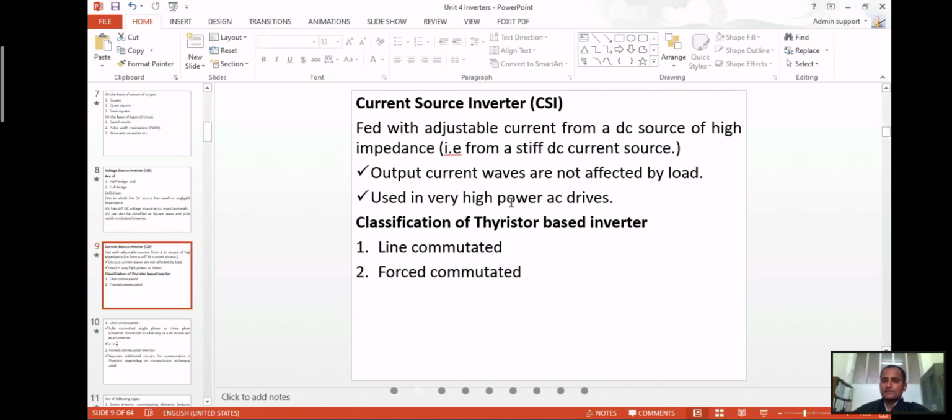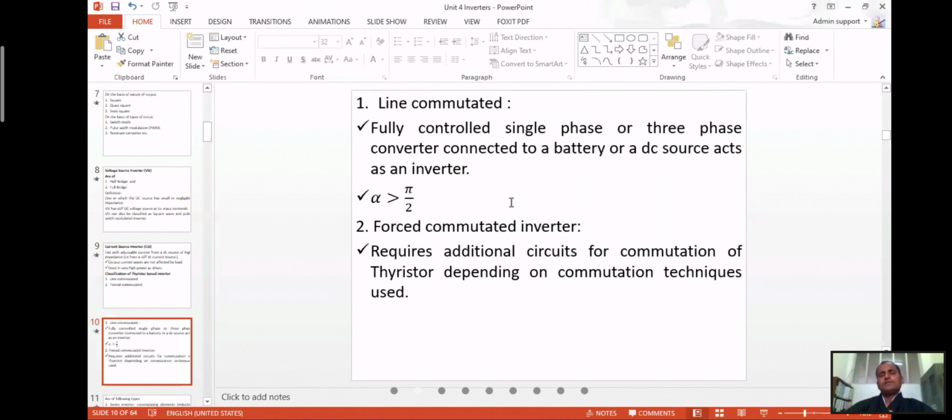And classification based on thyristor based inverters. If it is a thyristor based inverter, it can be line commutated or it can be force commutated. If it is for high power applications, it can be line commutated or force commutated. This type of classification can be done if it is using thyristors. So you know what line commutation is, what force commutation is.